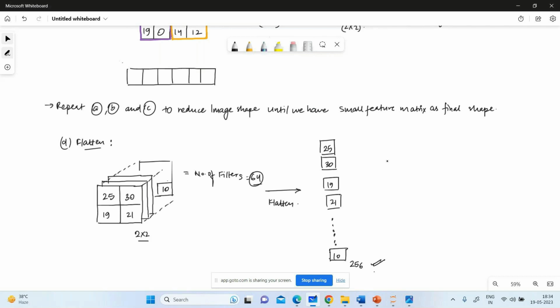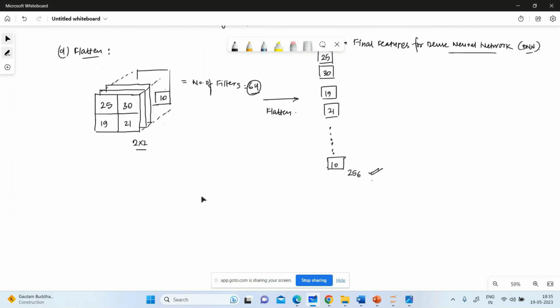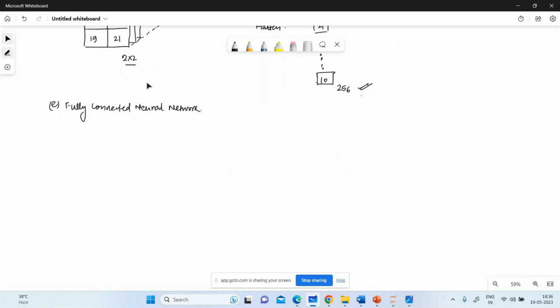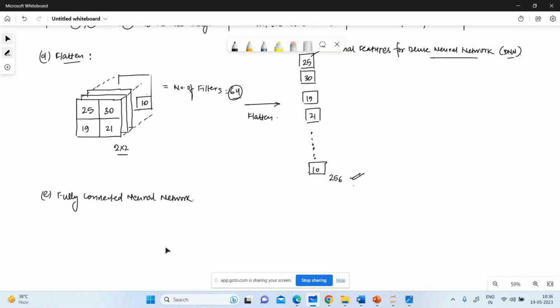This is how it works. These are all my final features, which will go to the dense neural network. After this, we reach part number E, which is known as the fully connected neural network. To that, we will connect all these values, and we will perform the classification. The fully connected neural network is similar to the dense neural network that we created. It is a simple neural network in the last layer, and this is the layer which will perform the classification majorly.